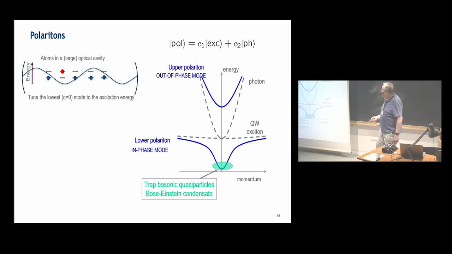Then if you get creative, you can now start creating particles in this curve. Typically that's done by pumping either at very large energies up here and have things decay down, or occasionally you can parametrically drive by pumping with a laser on this cavity and creating states down here. And if you're lucky or clever, you can trap essentially bosonic quasiparticles down in the bottom of this potential. And if there are enough of them and the temperature is low enough, you might hope that you'll get a Bose-Einstein condensate.